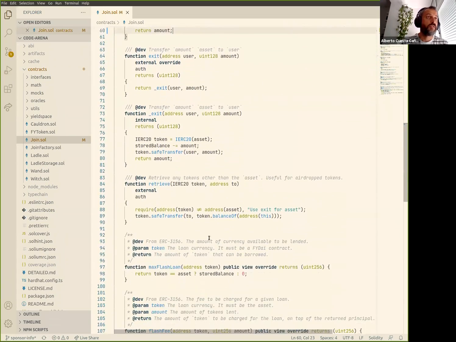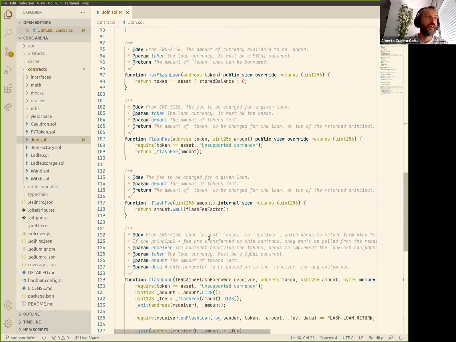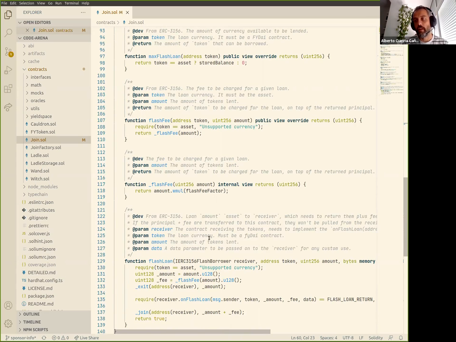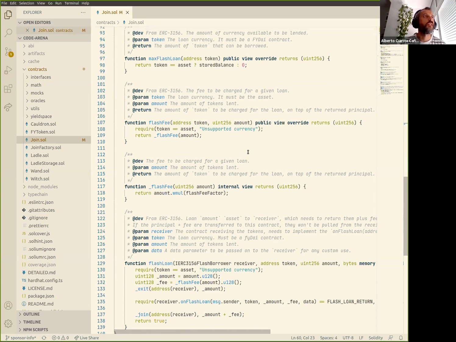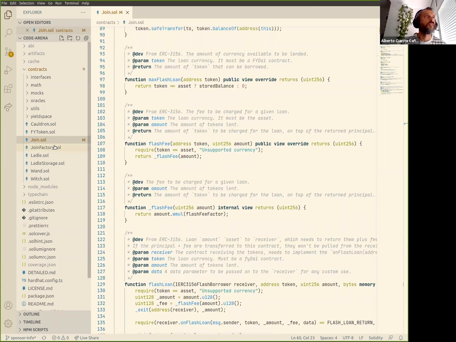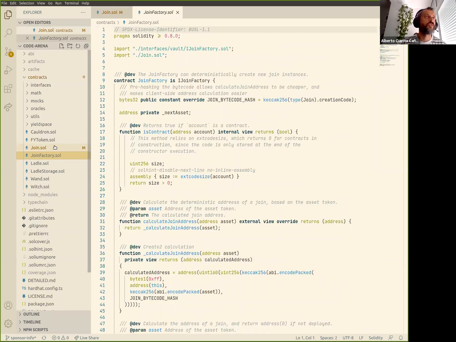And apart from that, we added, because why not, flash loans to the joins, because by now that's something that is not so difficult to do. They are initially disabled, but from the start, we can offer flash loans of any assets we hold. That's it. That's the join. We deploy the joins through a join factory.